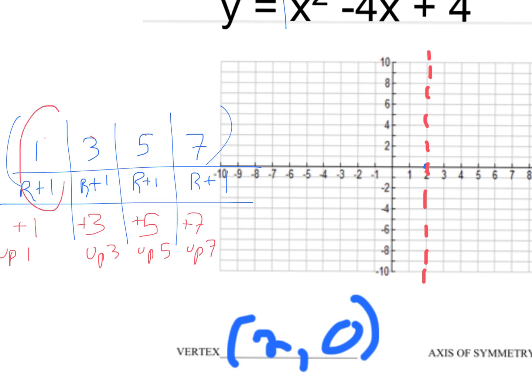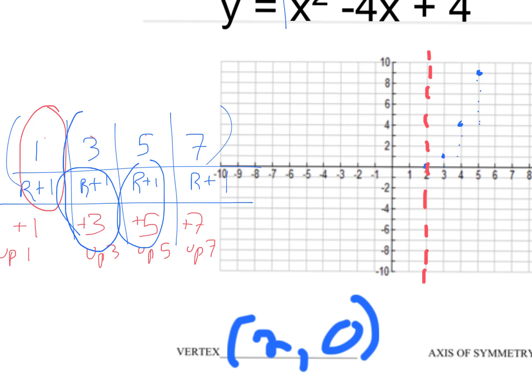We're going to go right 1, up 1. So from our vertex, we're going to go right 1, up 1, make our point. Then we're going to go right 1, up 3. So right 1, up 3. 1, 2, 3. Then we are going to go right 1, up 5. Right 1, up 5. 1, 2, 3, 4, 5. So right there. Okay, so that's half the parabola.